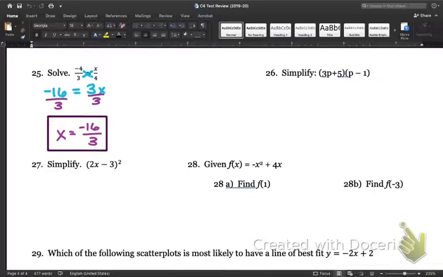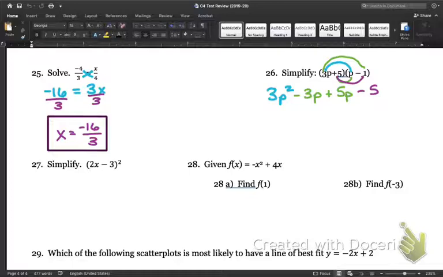26 and 27, we are going to FOIL these binomials. Because we have a binomial times binomial, we need to FOIL or use the box method for multiplication. So first terms together, 3p times p is 3p squared. Outside terms, multiply to negative 3p. Inside terms, multiply to positive 5p. And last terms, multiply to negative 5.